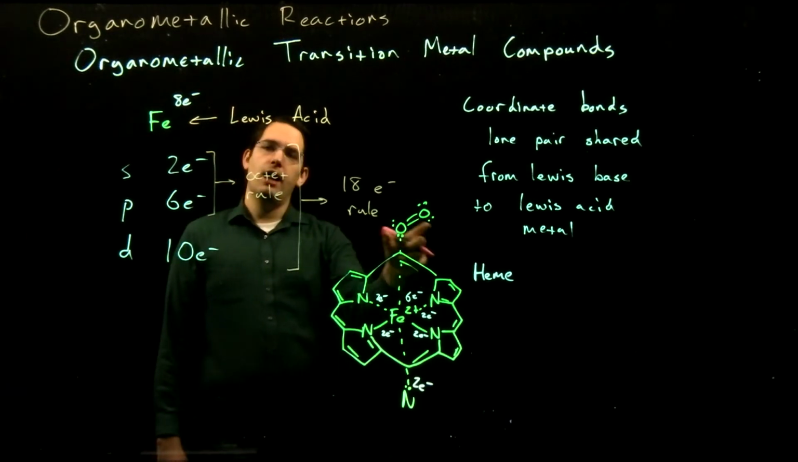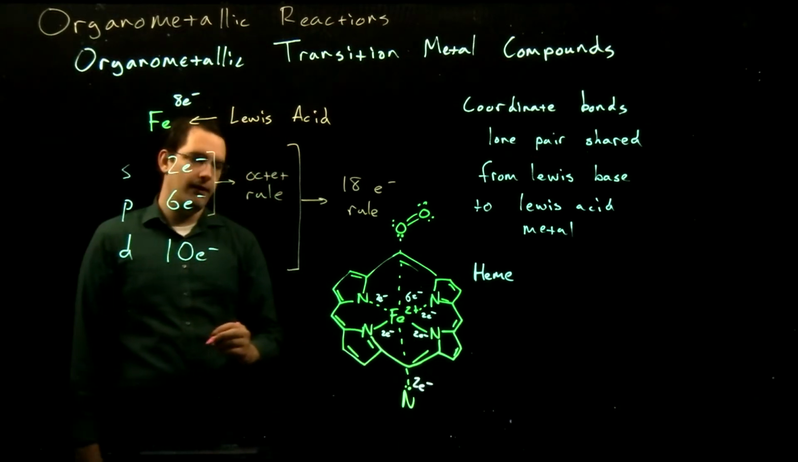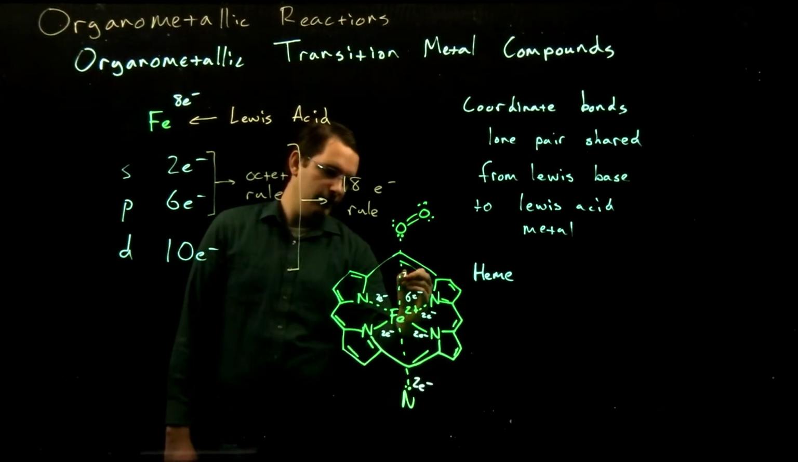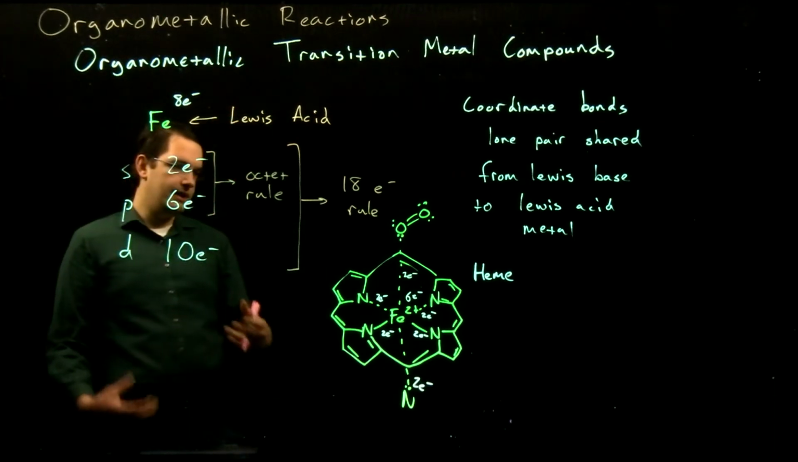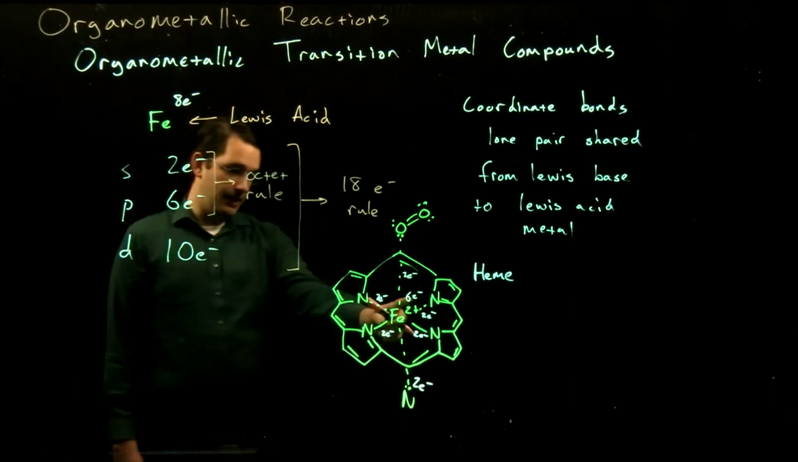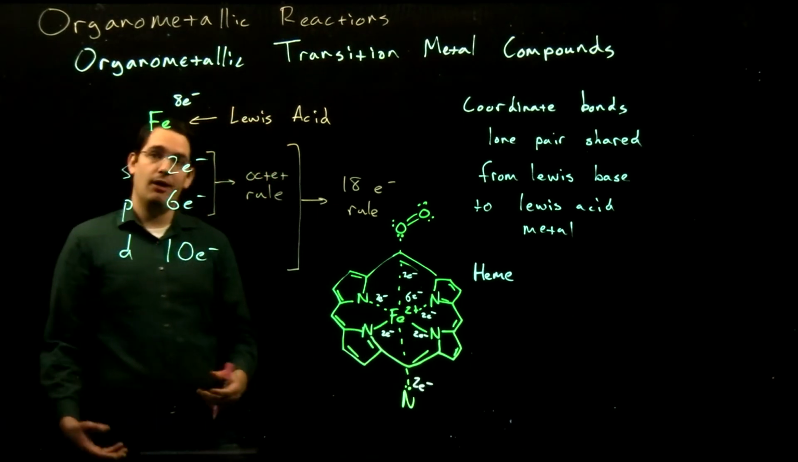And then we bring in our oxygen molecule, and our oxygen can share 1 lone pair with our iron to get the final 2 electrons that we need to fulfill our full 18 electron rule. So we've got our 6 electrons of our iron initially, and then we're adding 12 more to get to that full 18.